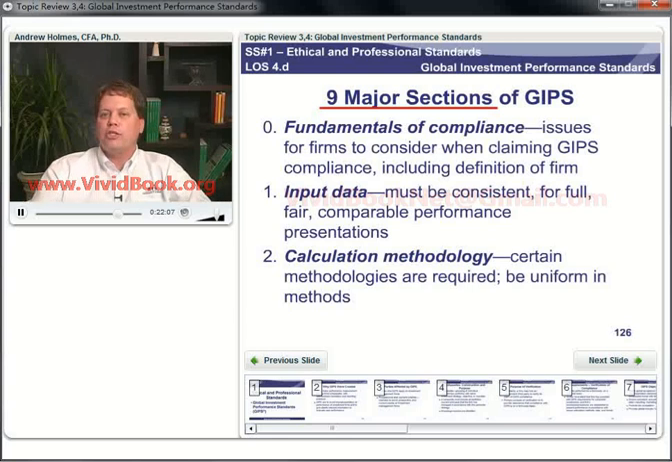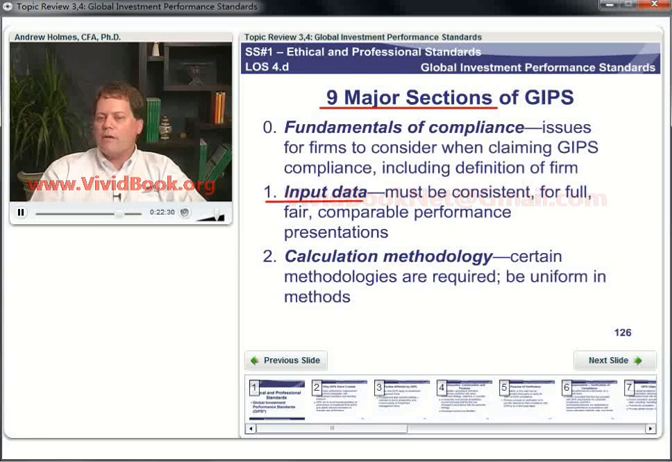What we need to do to finish this out, get you past this ethics material, I know you're anxious for it, is simply to briefly review what each of these sections are. So we start out with section 0, that's fundamental issues in compliance. So these are fundamental things that the firm has to consider, like what is the definition of the firm. Second, we have to think about input data. And of course, this is a great big deal.